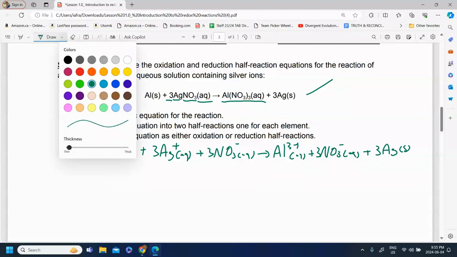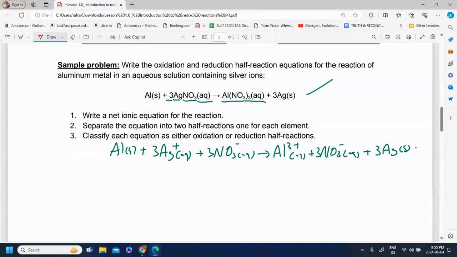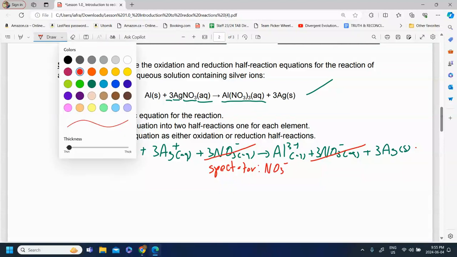And so what we need to do now is write the net ionic equation, because we want to try to see more clearly what the oxidation and reduction reactions are. So we'll see what repeats on both sides. It looks like it's the NO3 minus here, but everything else seems to be different in some way with charges. So our spectator ion is the NO3 minus, so that comes out.